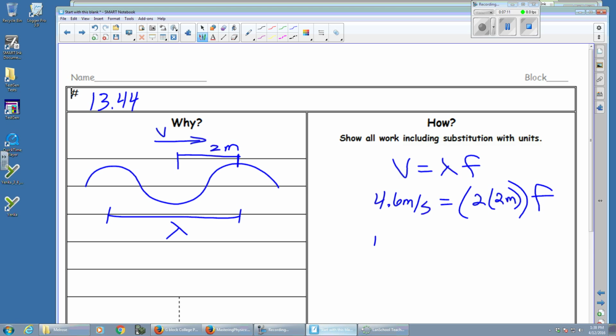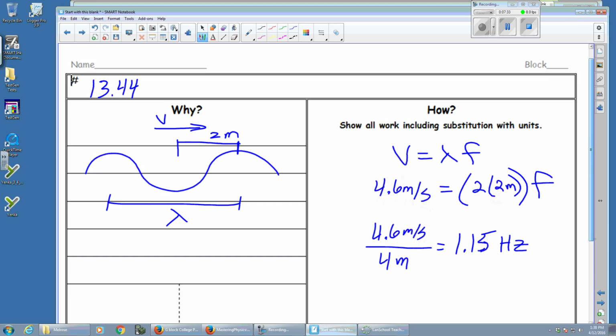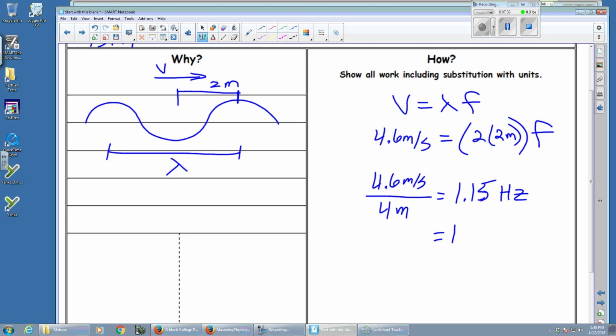So I just do my math now. 4.6 meters per second over 4 meters is going to leave me with 1.15 hertz, because it's going to be 1 over seconds. And then I'm going to round that to 2 sig figs if they ask me to, and get 1.2 hertz, unless they round down, which I hope they don't. So, yes, what can I answer for you?